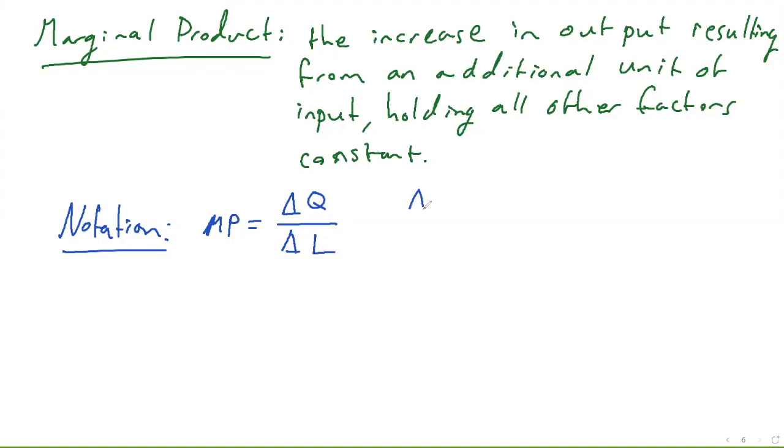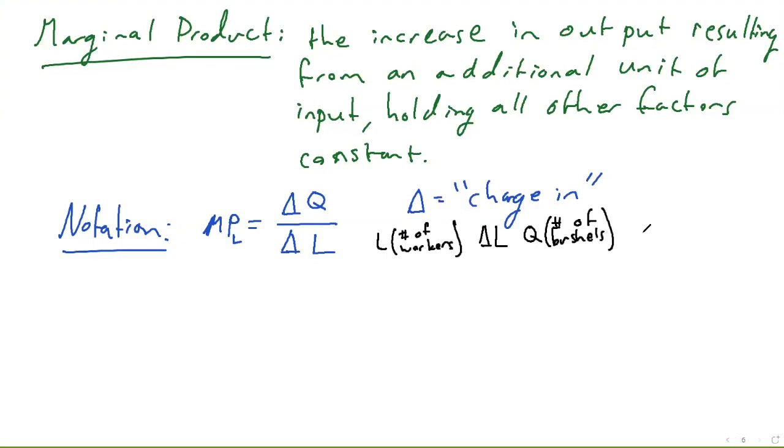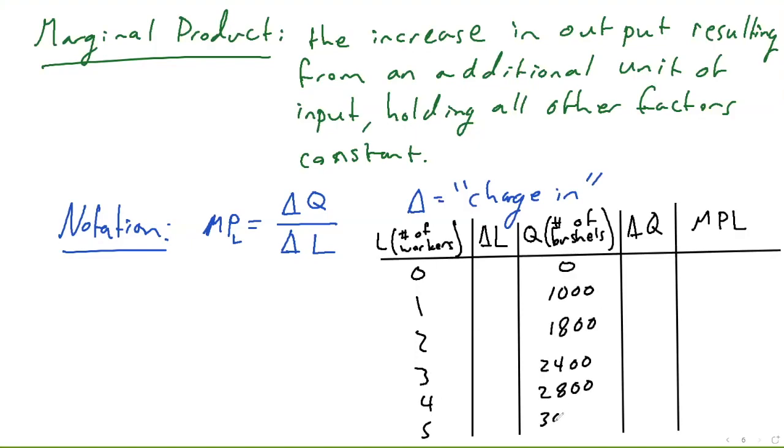And remember, the Greek delta just means change in. And so in this case, our input is labor. So this is actually the marginal product of labor. We'll put that little subscript L there. So now let's look at the marginal product of labor from our example on the previous slide.